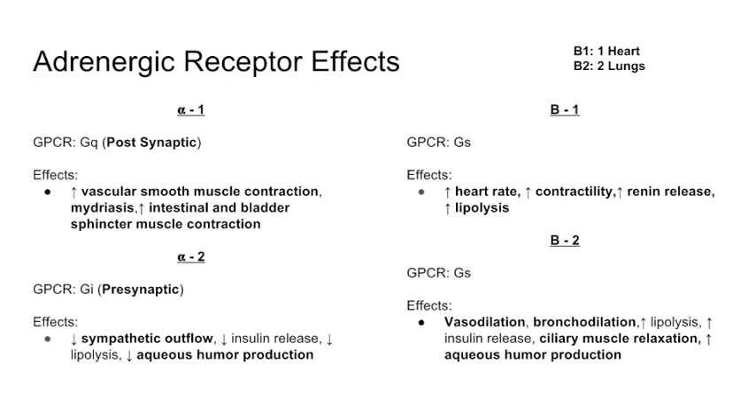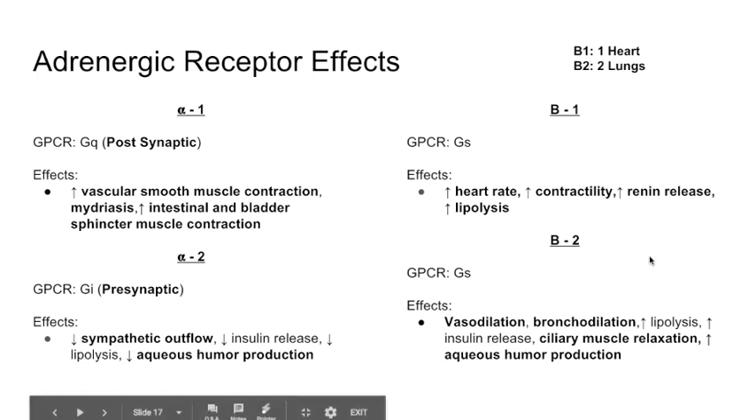Beta 1 and beta 2 receptors. Extremely important to know location. What I was taught was beta 1, you have one heart, so the beta 1 receptors are located on the heart. Beta 2 are located in the lungs, you have two lungs, beta 2. There are also beta 2 receptors in the vascular smooth muscle cells as well, so you can have some vasodilation. But for beta 1, think heart, increasing heart rate, increasing heart contractility, increases renin release.